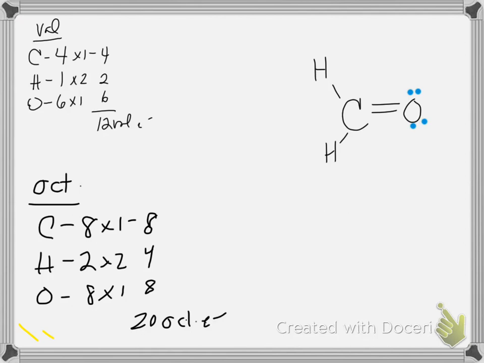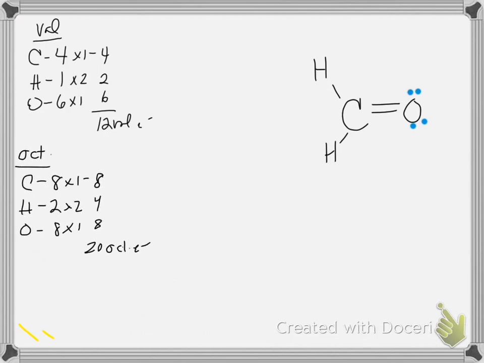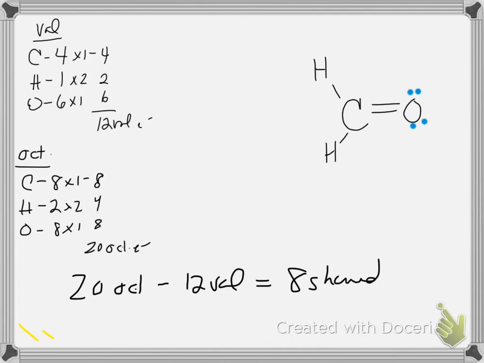20 octet electrons. So how do we figure out how many are shared? How many they want minus how many they got. So 20 octet minus 12 valence means 8 must be shared. If 8 are shared, divide that by 2. That says there are going to be 4 bonds. That's how we know there's a double bond.